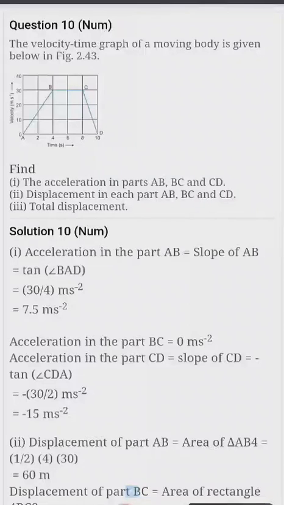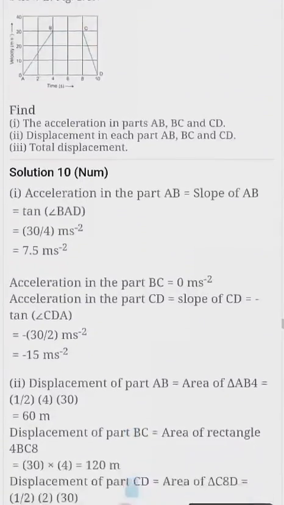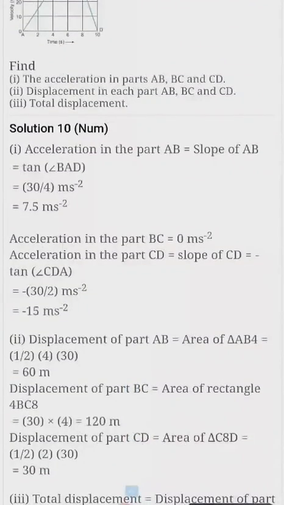For CD, again it is triangle, half into base into height. Fine. So half into base is 2, height is 30. So answer will be 30 meter. So first answer you have got 60. Second you have got 120. Third you have got 30.